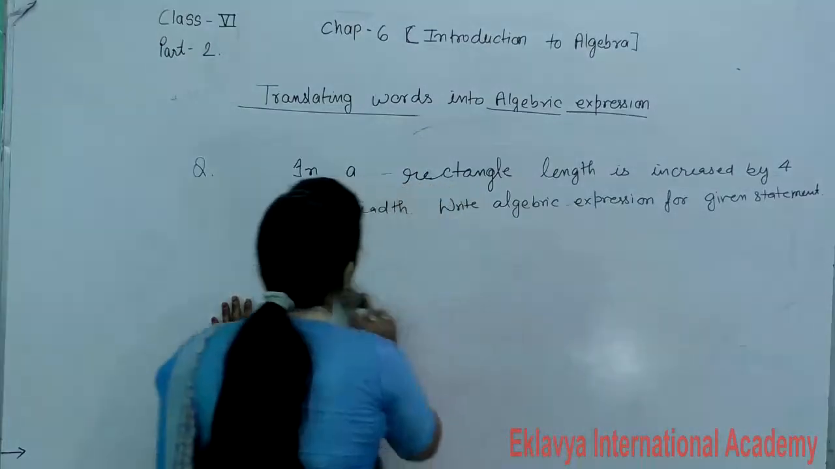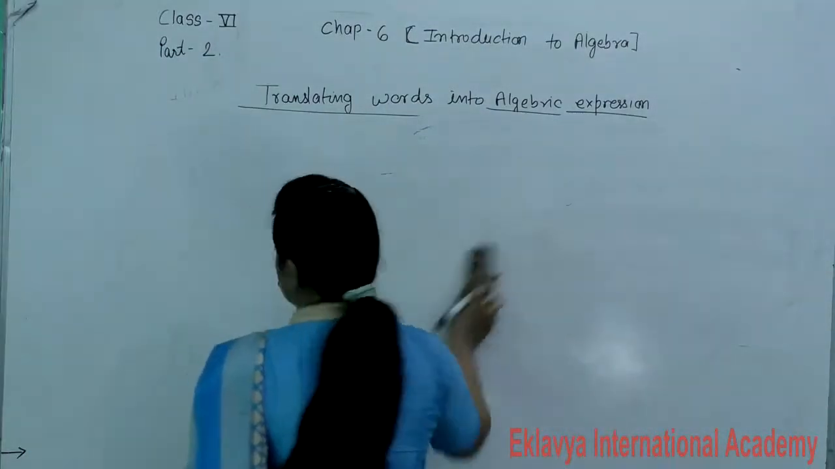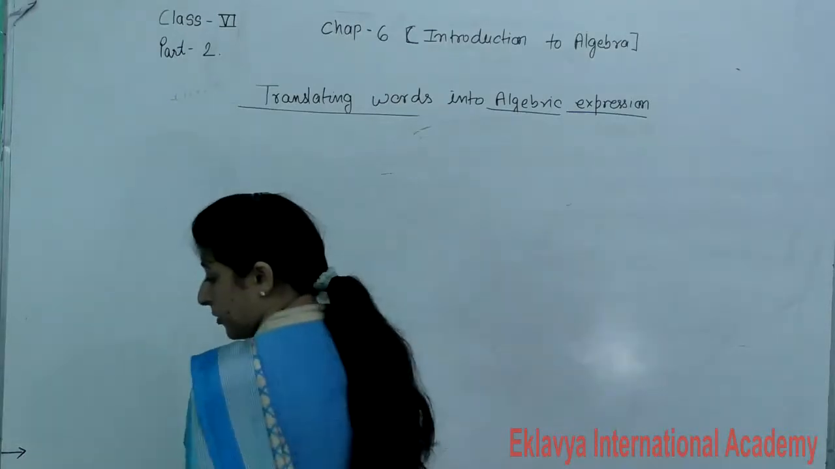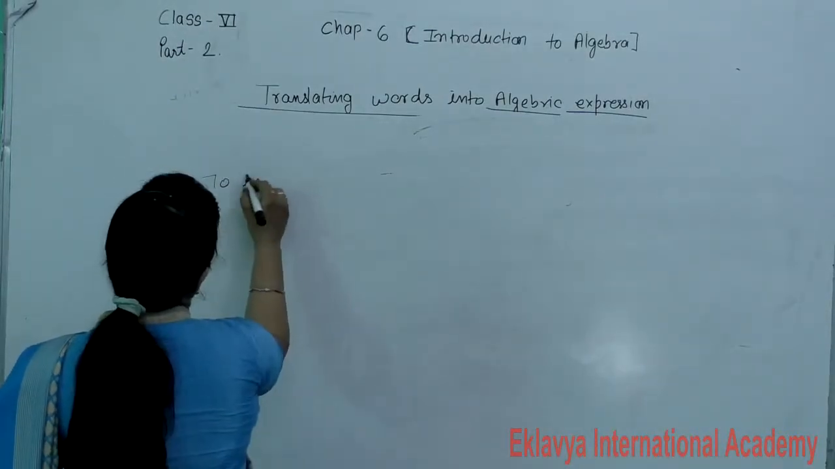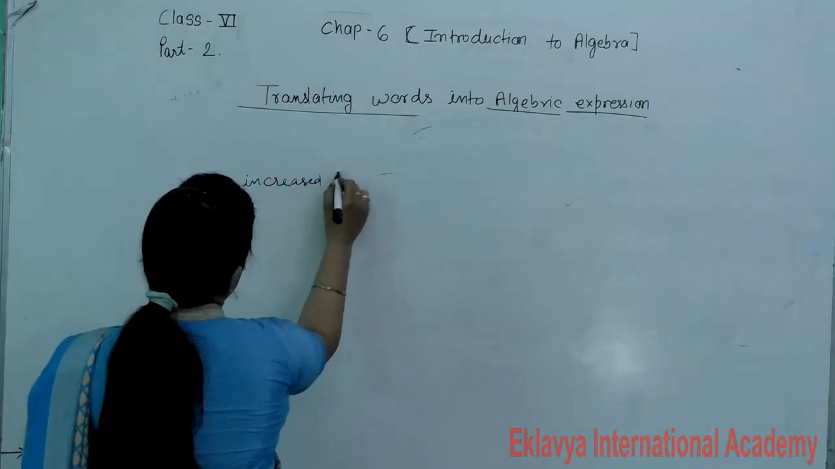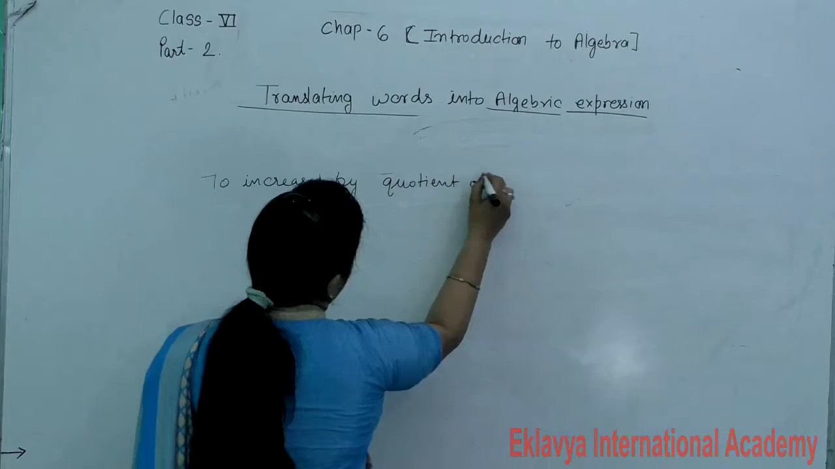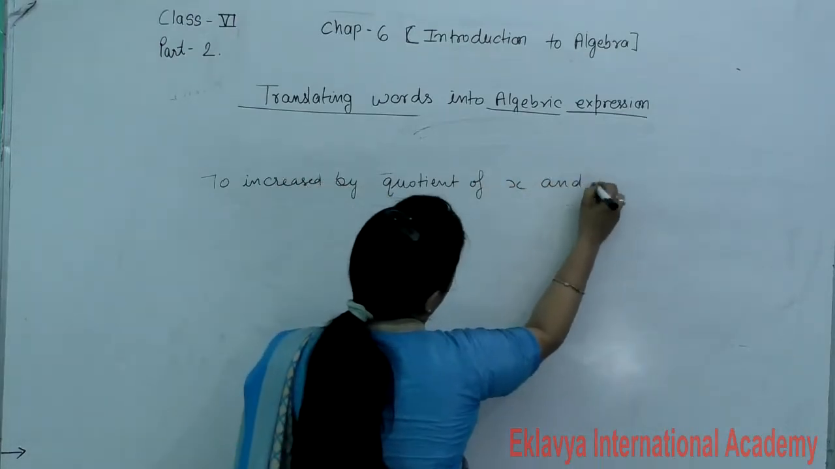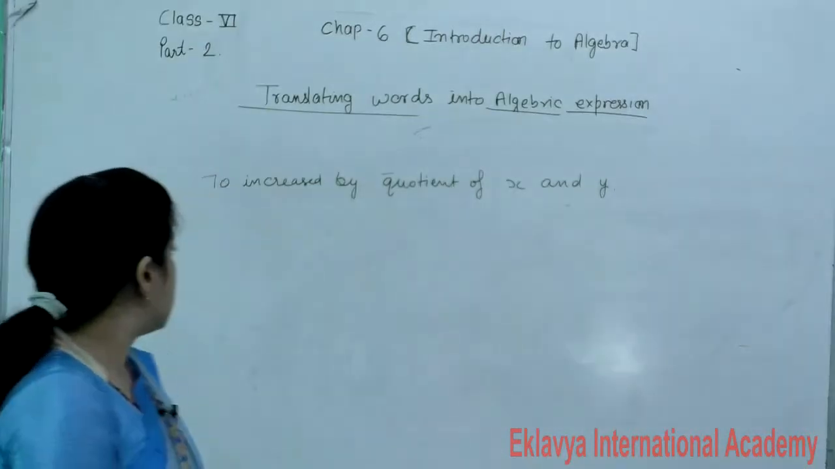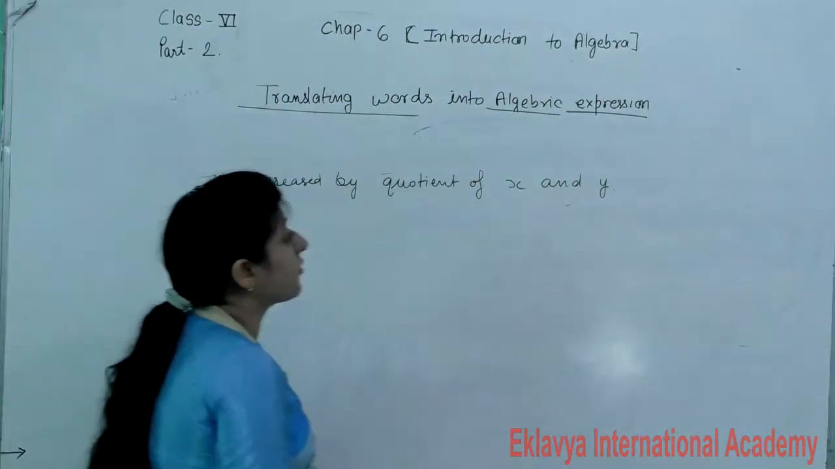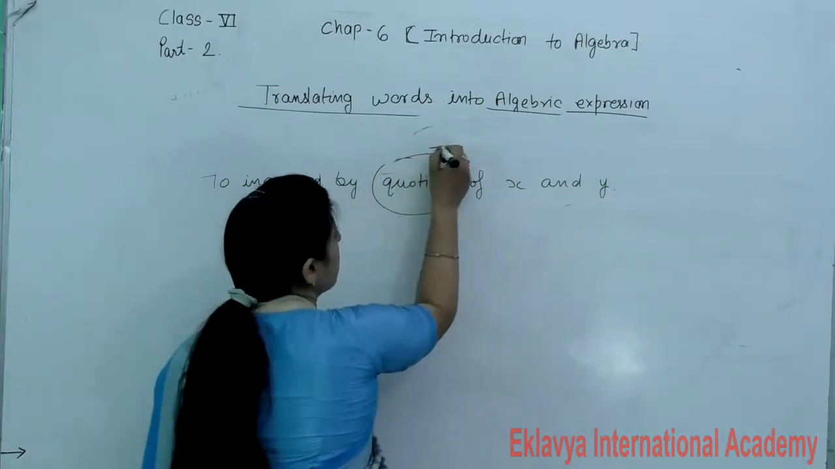Another example. Suppose it is given to you: 70 increased by the quotient of x and y. How to do it? 70 increased by the quotient of x and y. The word quotient shows division.